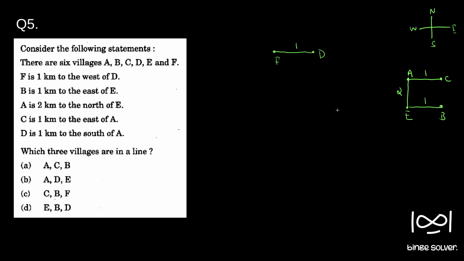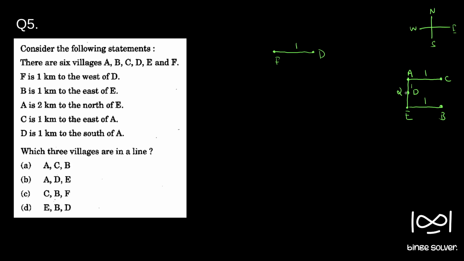D is 1 kilometer to the south of A. So south. Since this is D, D is 1 kilometer south of A. Since this is 2, this has to be 1. Okay. Which 3 villages are in a line?